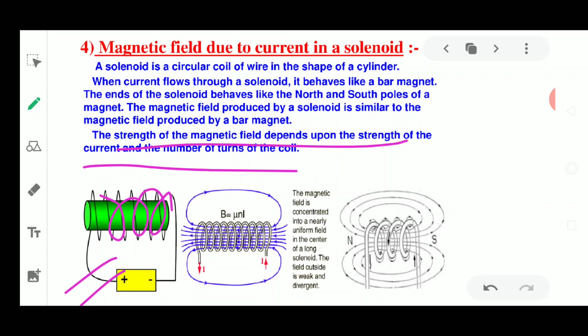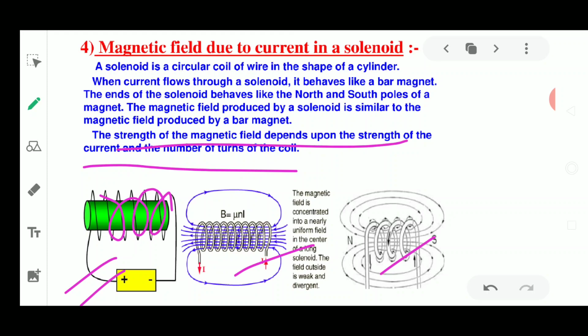Please remember that in a current carrying solenoid, the field depends upon two things, that is the number of turns and the amount of current flowing through it. A coil of many circular turns of insulated copper wire wrapped closely in the shape of a cylinder is called a solenoid. The pattern of magnetic field lines around a current carrying solenoid is shown in the diagram drawn here.